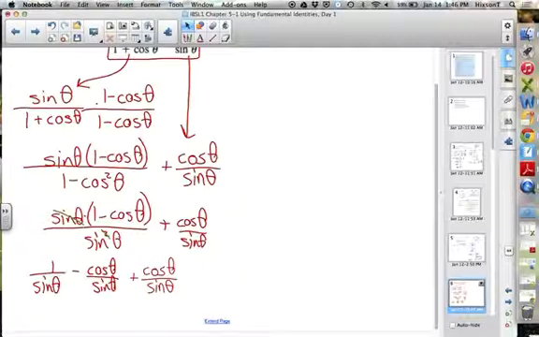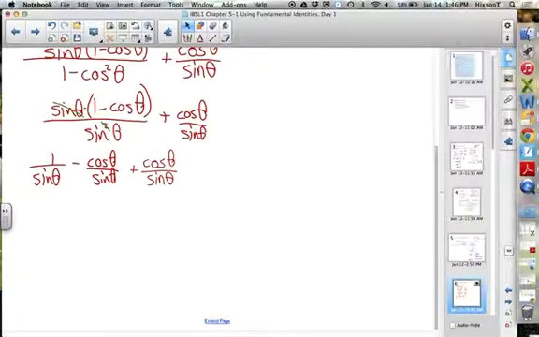Where did 1 go? The 1 is right here. Because now I have 1 minus cosine over just a sine. So I made it 1 over sine minus the cosine over the sine. And then you guys can see, hey, this is 0. And what does 1 over sine equal?